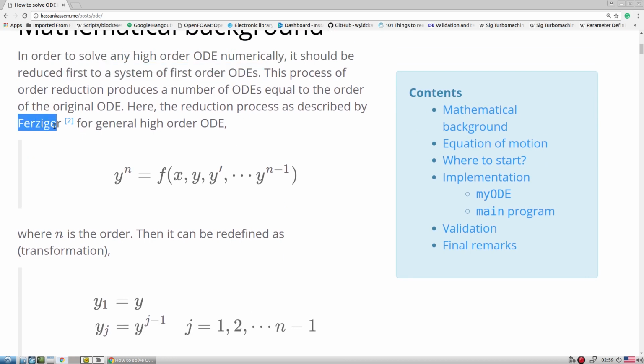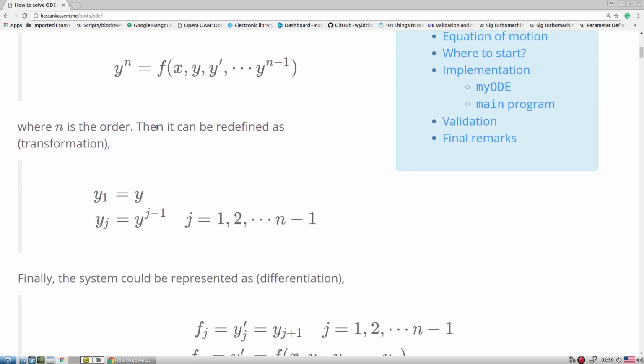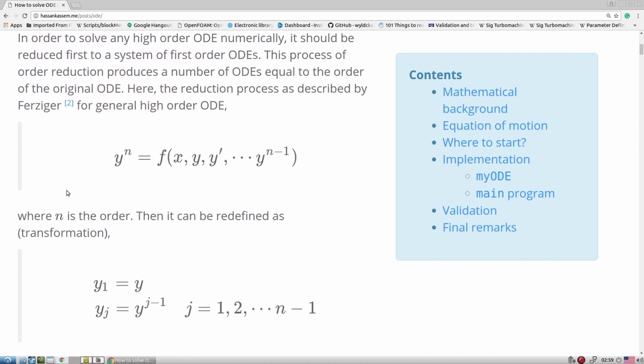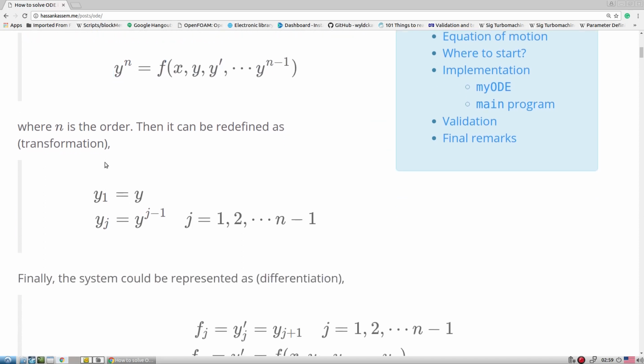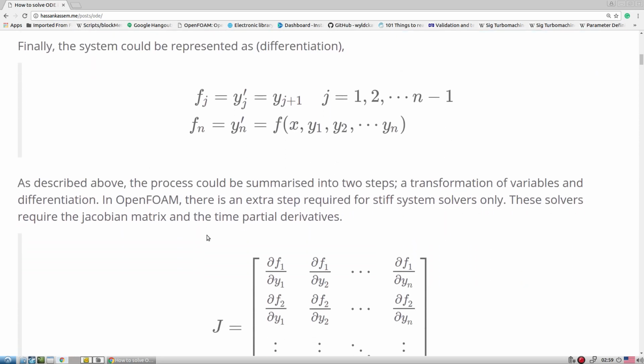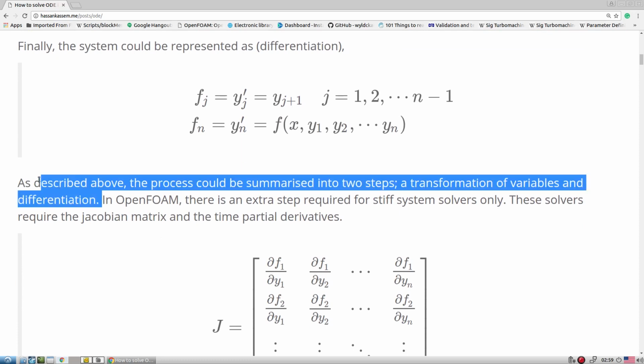For that they give us a reference for the figure as a book where it is described. Anyway, we also know how to change the order of any ODE. Here n is the order, and it is a function of this form. It can be reduced with y1 equal to y, then yj equal to yj minus 1, and finally we are able to achieve our prescribed equations. Along with that, the process could be in two steps: a transform of variable and differentiation.